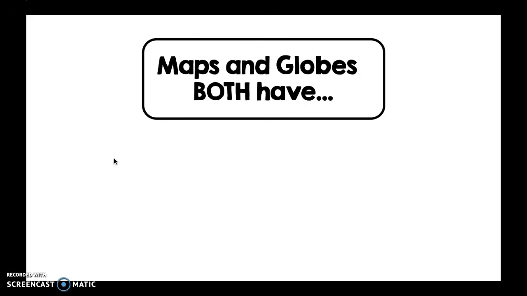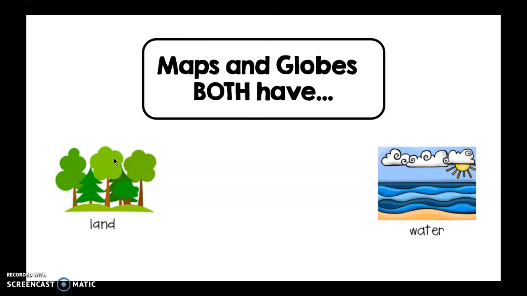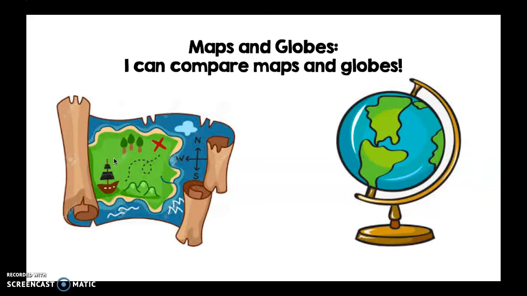So let's think about it. Maps and globes are both pretty helpful, but they don't have a lot of things that are the same. Can you remember what are two things that both a map and a globe have? Let me hear you. Did you say land? If you did, you're right. They do both show land. And the other one they both show is, that's right, water. They both have water.